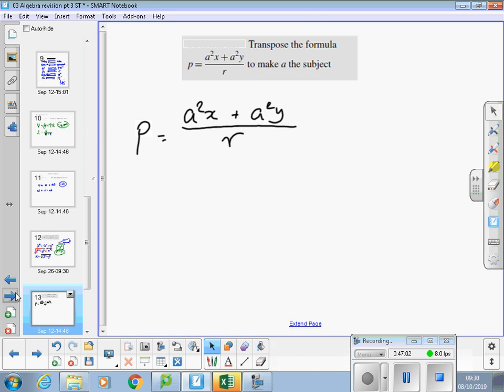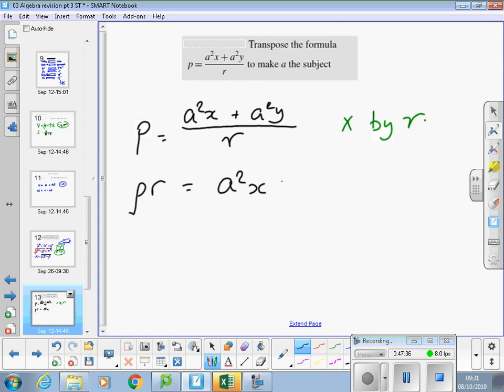We're going to start with that one. Multiplying by r is a half decent start point. So on the left hand side we get p times r, which is equal to a squared x plus a squared y.